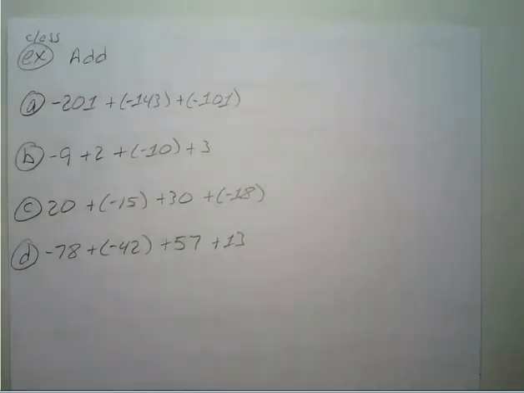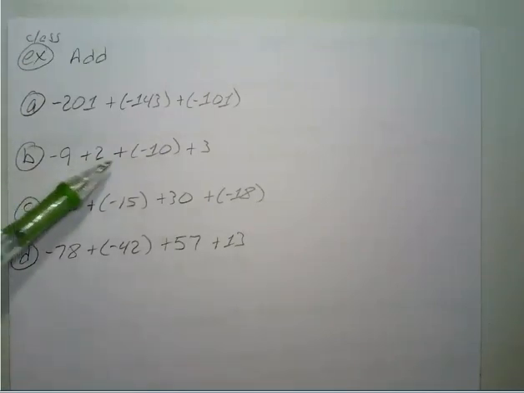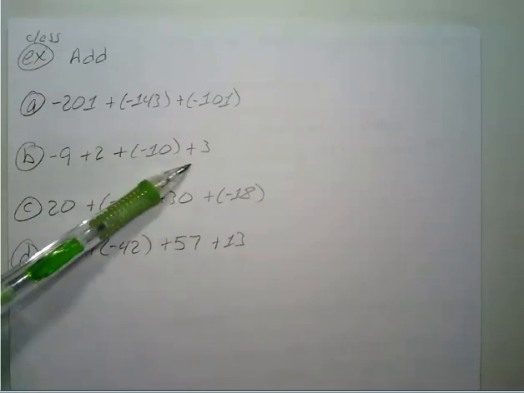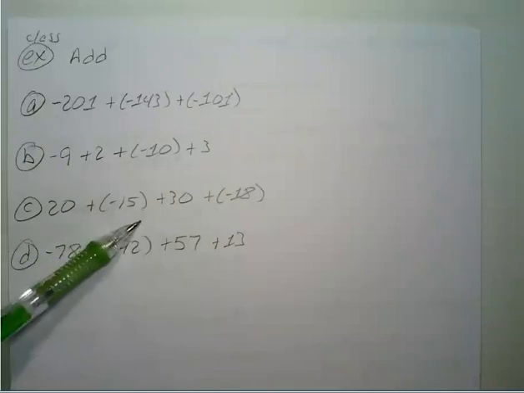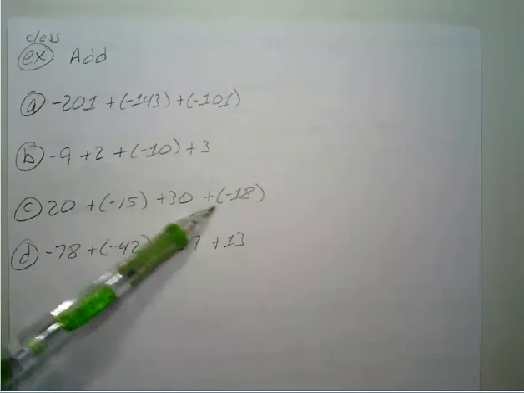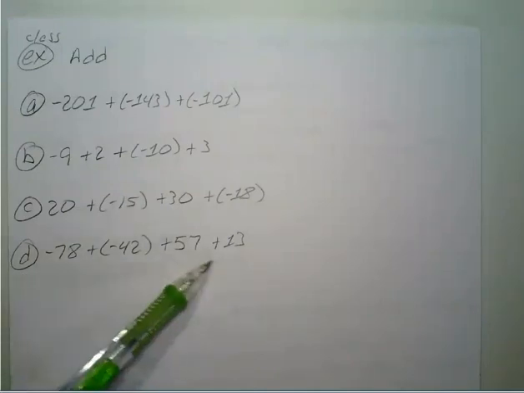All right. So what if we wanted to add negative 201 plus negative 143 plus negative 101 for problem A, negative 9 plus 2 plus negative 10 plus 3 for problem B, 20 plus negative 15 plus 30 plus negative 18 for problem C, and negative 78 plus negative 42 plus 57 plus 13 for problem D.